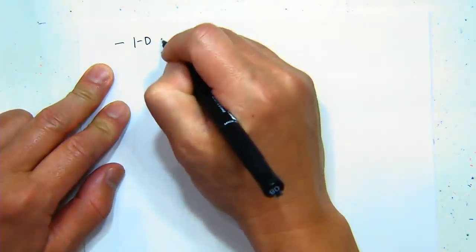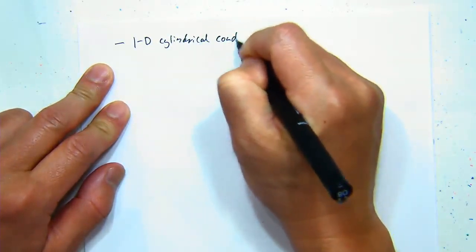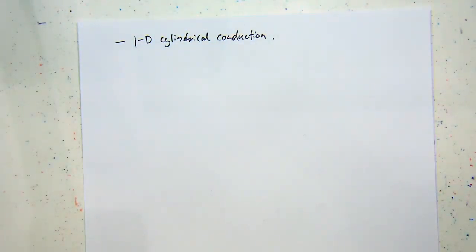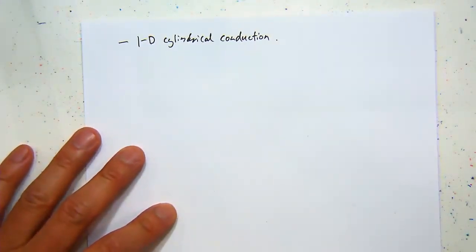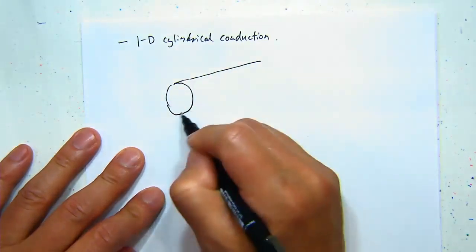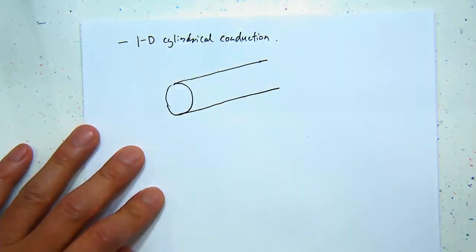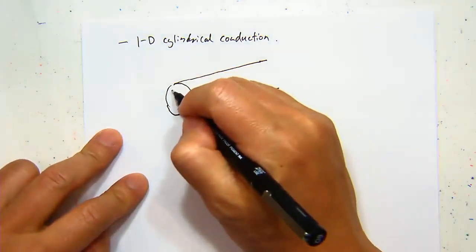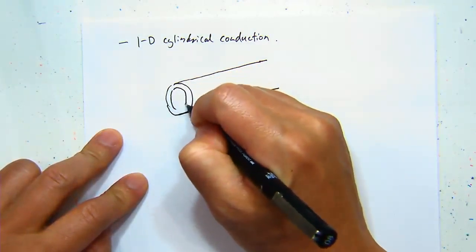and it's a one-dimensional conduction as well. So this one is a one-dimensional cylindrical conduction. So here we consider that we have a pipe. For example, it can be an electric wire or a steam pipe that has certain heat generated inside. All right.